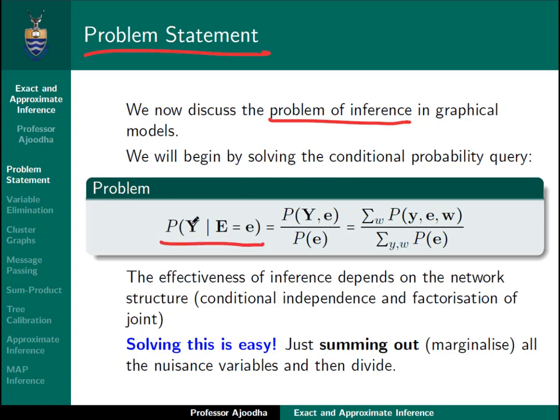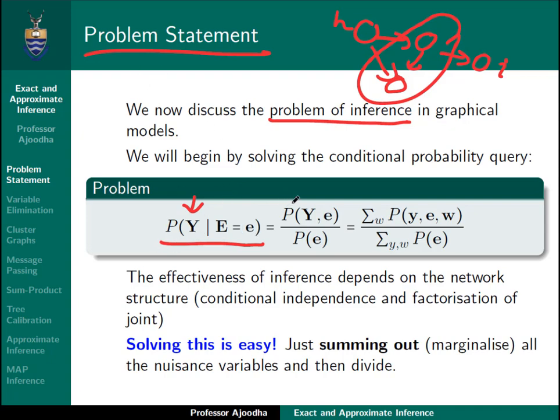We need to calculate the probability of a subset of variables from our graphical model. You can think of our graphical model as being something like this. Maybe there are lots of variables in here, and I want to calculate the posterior probability of these two variables, let's say, given some evidence. So maybe I've got an evidence value here h, an evidence value here i. I need to incorporate that evidence in order to calculate the posterior probability over this particular subset of variables. So how do we do that normally? The problem of inference is that you want to calculate this.